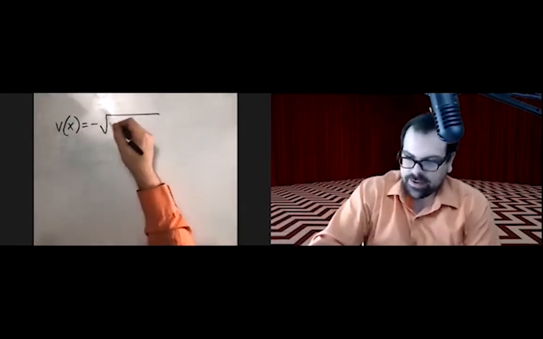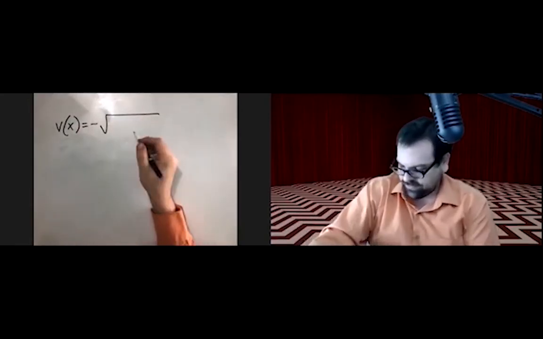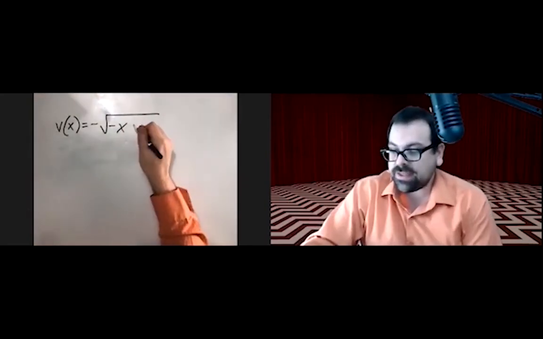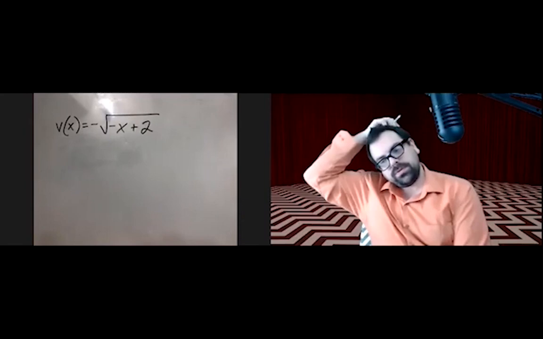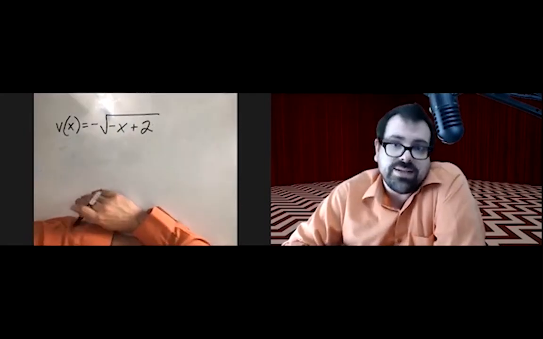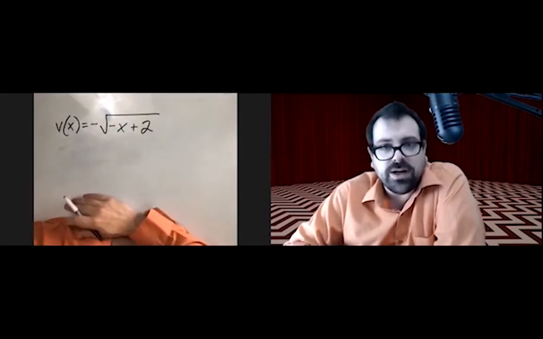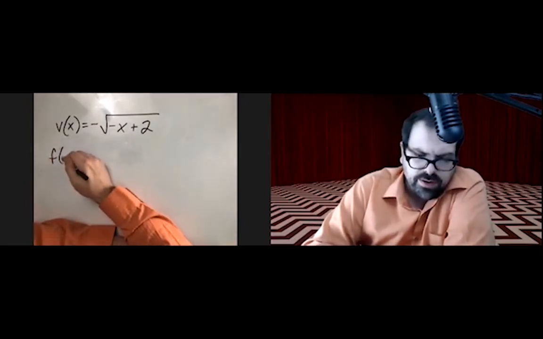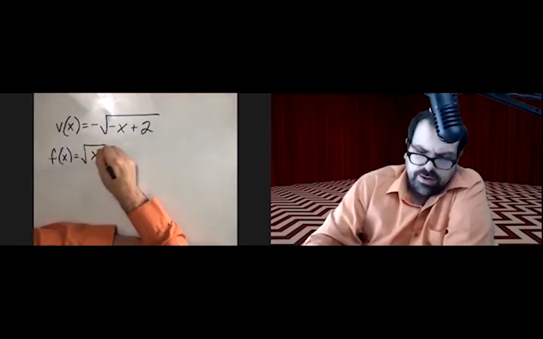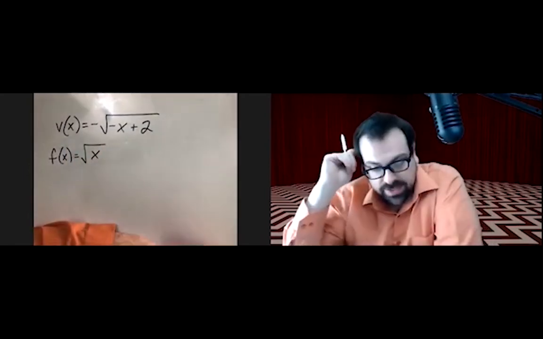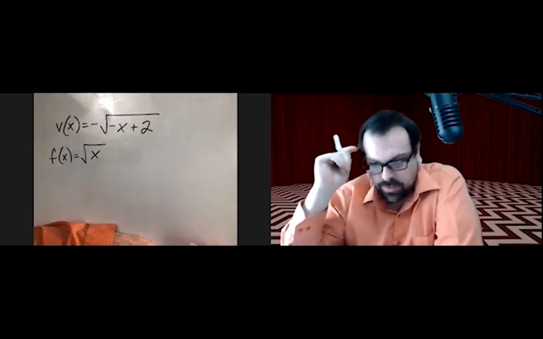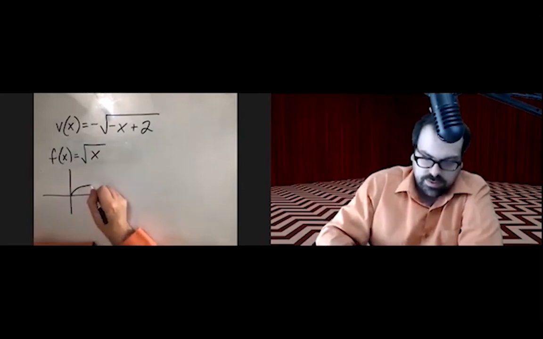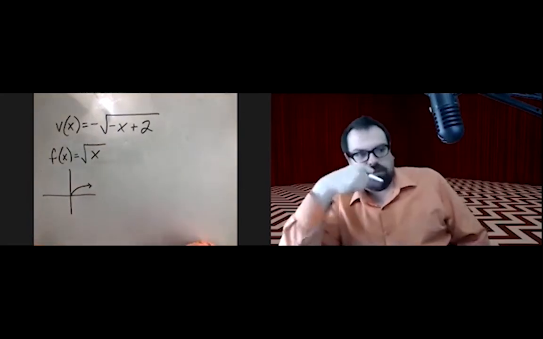This one, the opposite of the square root of the opposite of x plus 2. What order do we do things in if we wanted to graph this? Obviously, we're starting with f of x equals the square root of x. So our starting position is the square root of x graph.